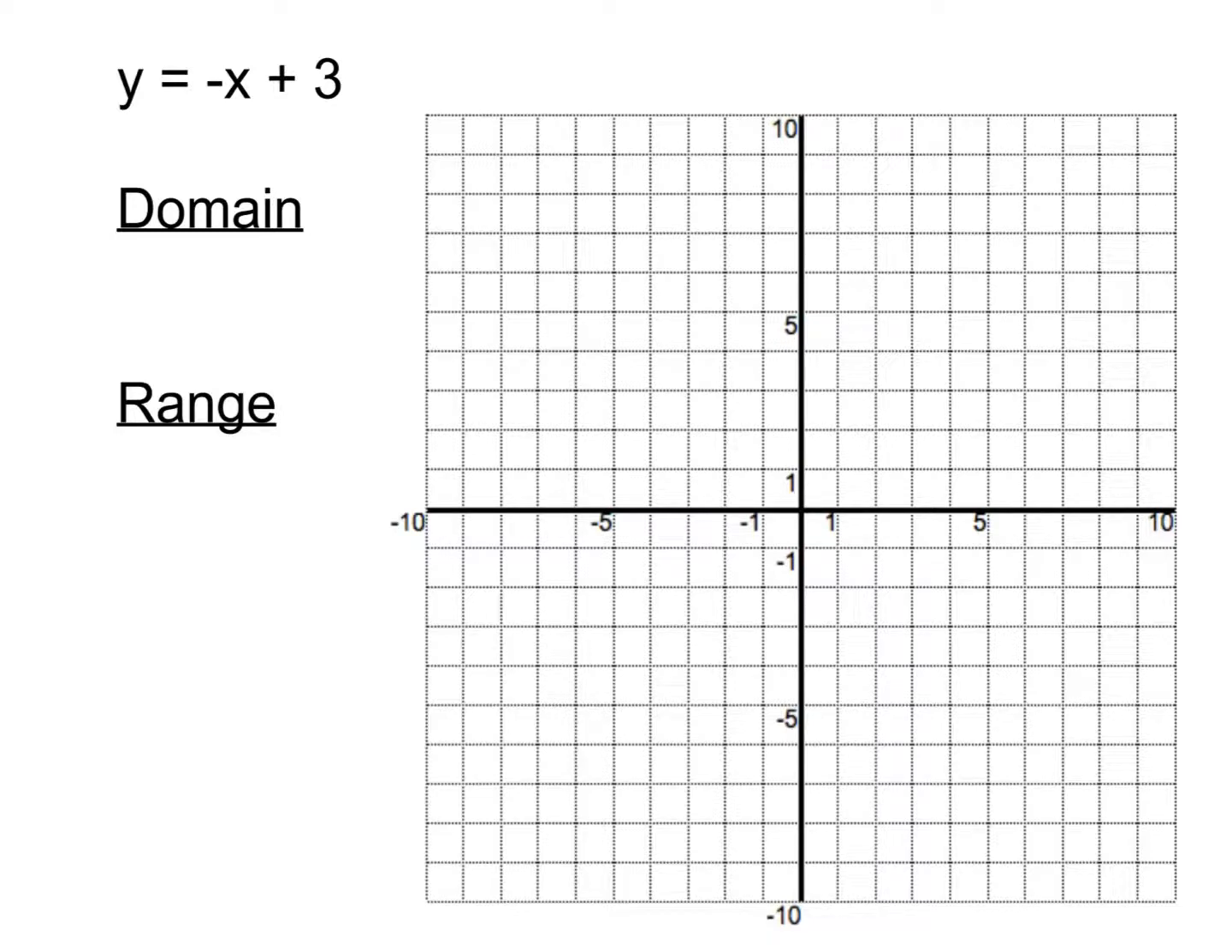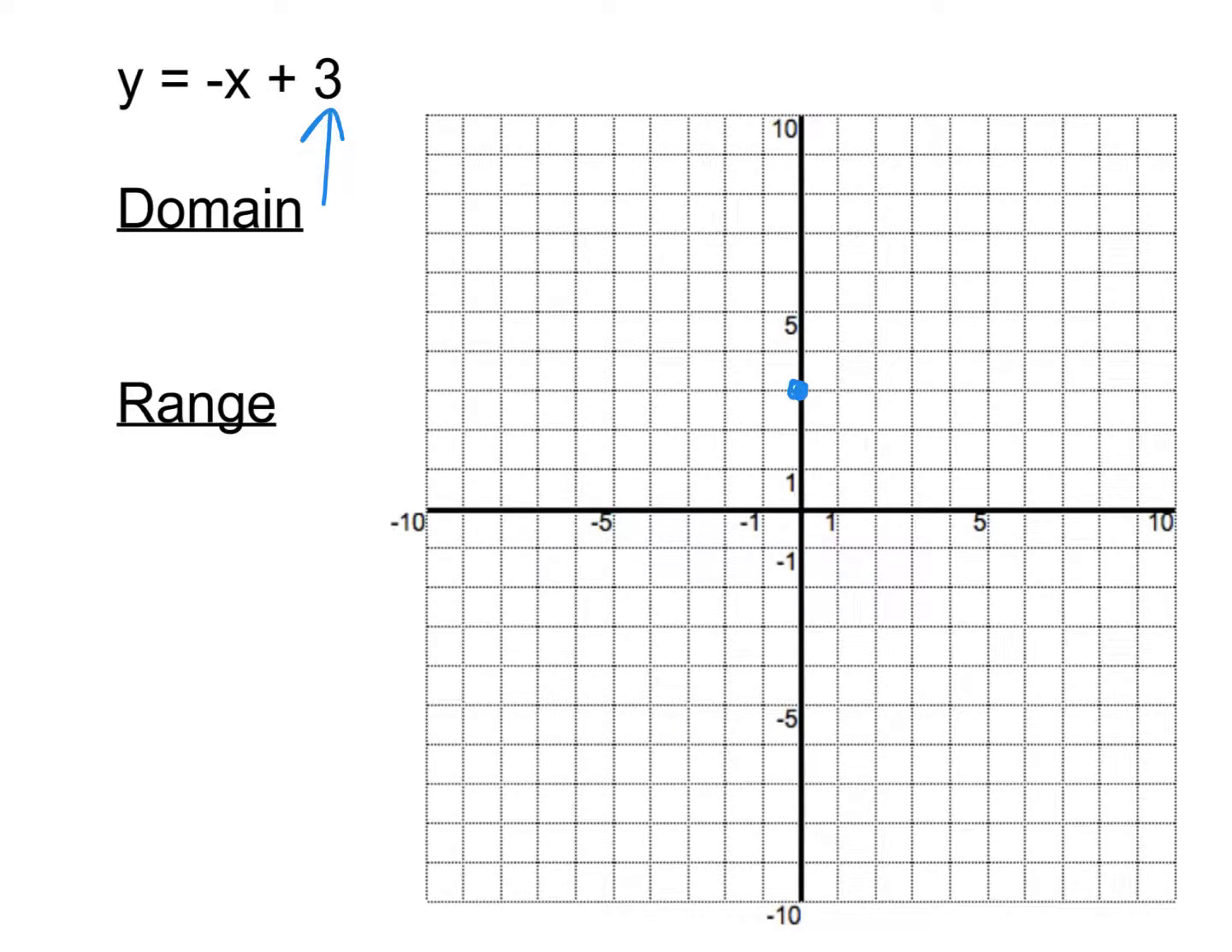So in order to graph this, I think first, what does the plus 3 do? Notice there's no parentheses around the x and the 3. So the 3 is not in with the x. The 3 is hanging on the end, which means that the 3 is actually moving it up 3. So first thing I do is I plot that point up 3.